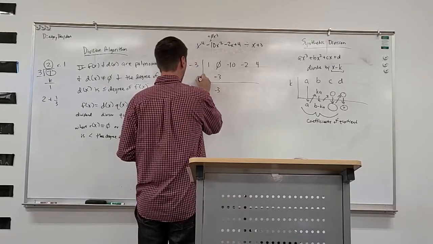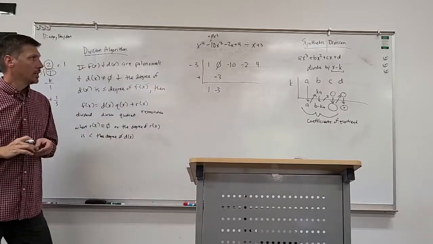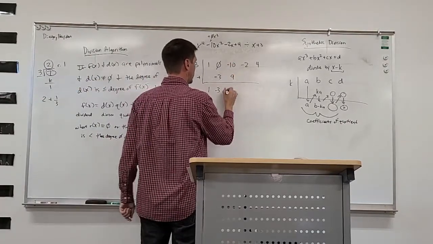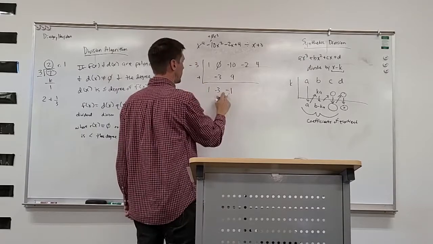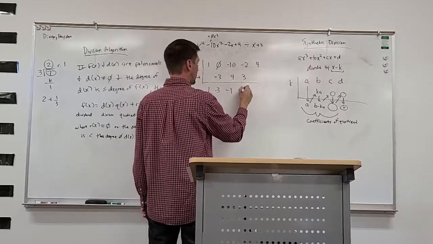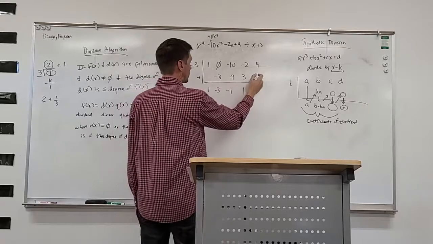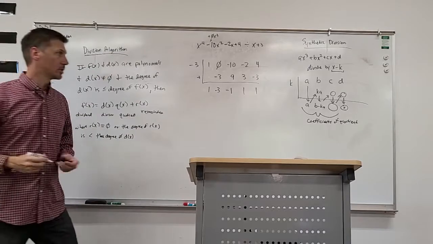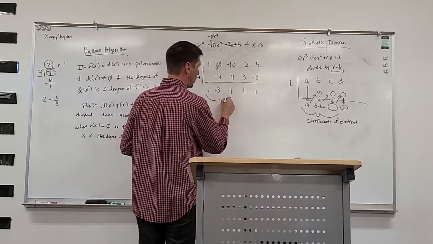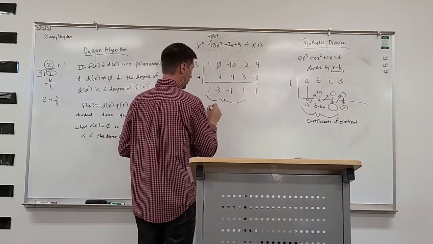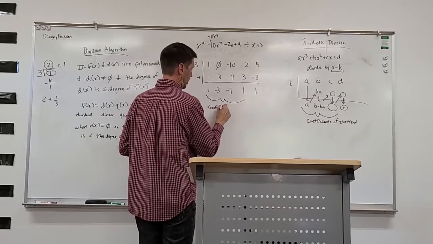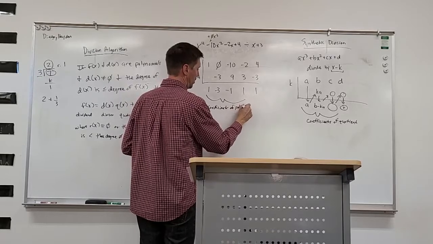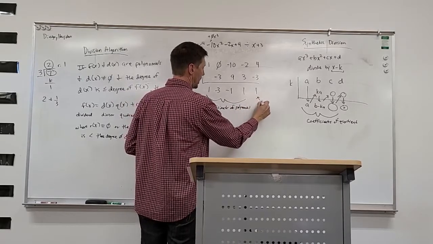So we're adding here. Think of this as plus. -3 times -3 is 9. -10 plus 9 is -1. -3 times -1 is 3. Combine these together, you get a +1. -3 times +1 is -3. Here you get a +1. All right? So this is our new polynomial, right? Coefficients of the polynomial. This is my remainder.